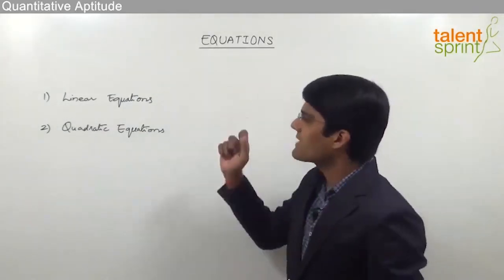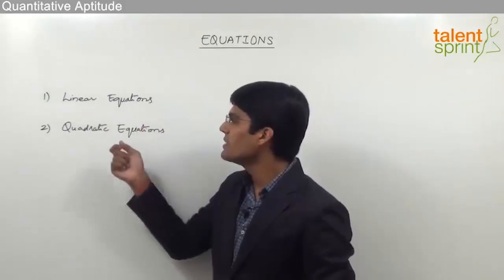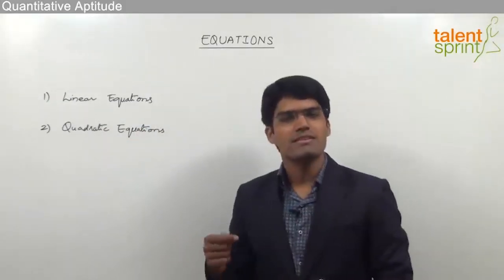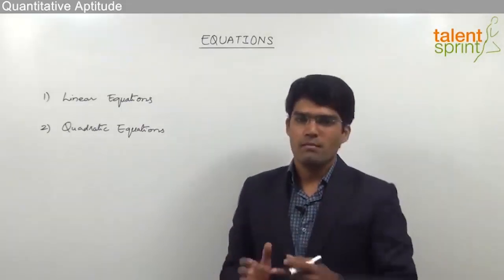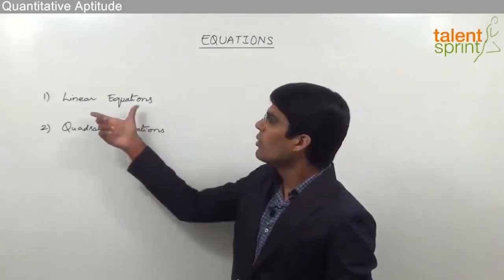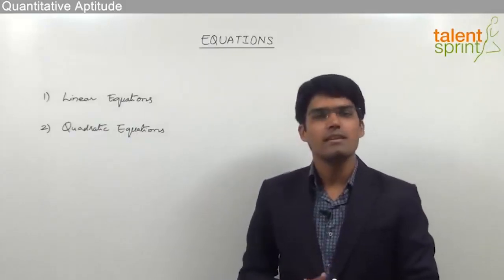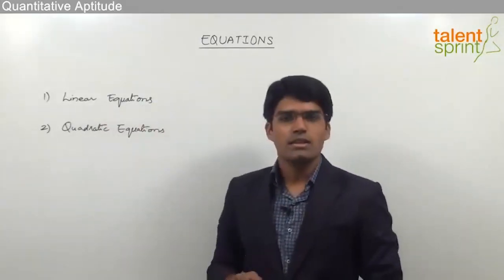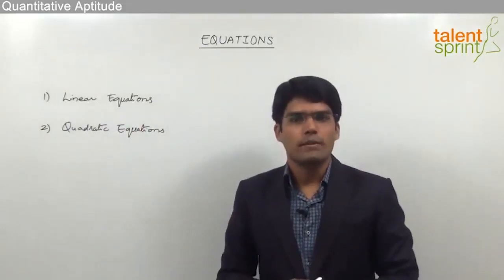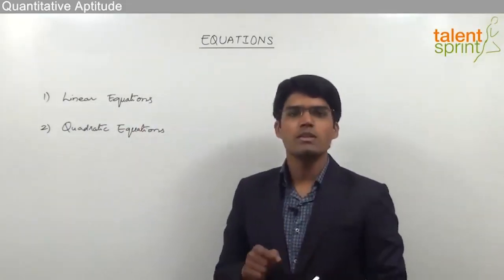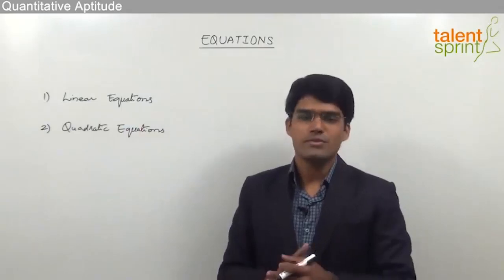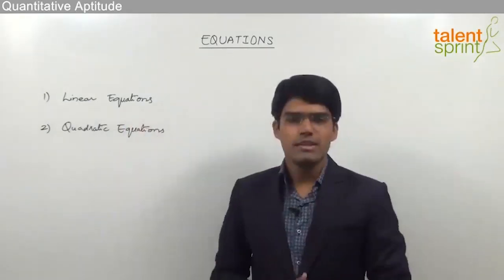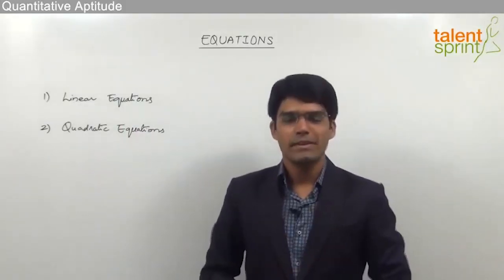Generally, equations are classified into two types: linear equations and quadratic equations. We also have other types of equations like cubic equations and so on, but from the bank examinations point of view, only these two are important, that is linear equations and quadratic equations. A linear equation is the one in which the highest power of the variable is 1. And a quadratic equation is the one in which the highest power of the given variable is 2. So in this session, we are going to discuss how to solve these two types of equations and get the required answers.